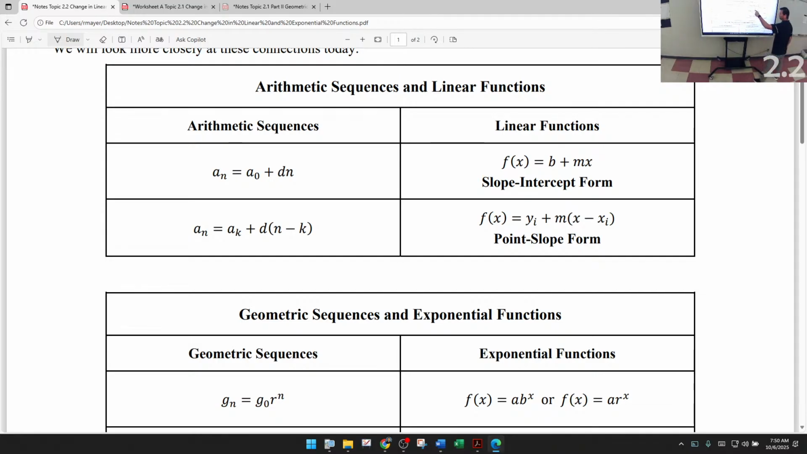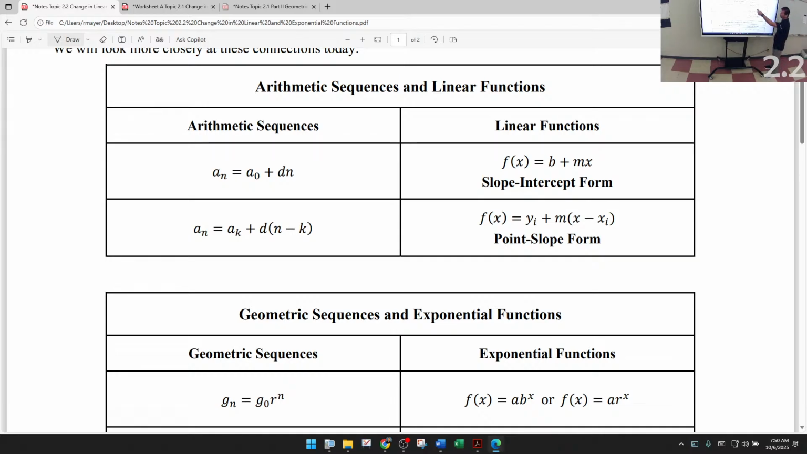This is the same as the point slope, or sorry, the slope intercept form, because you have a sub 0, which is like your initial term. When it's 0, that's your y-intercept. And then d is your slope. So that one and this one go hand in hand.